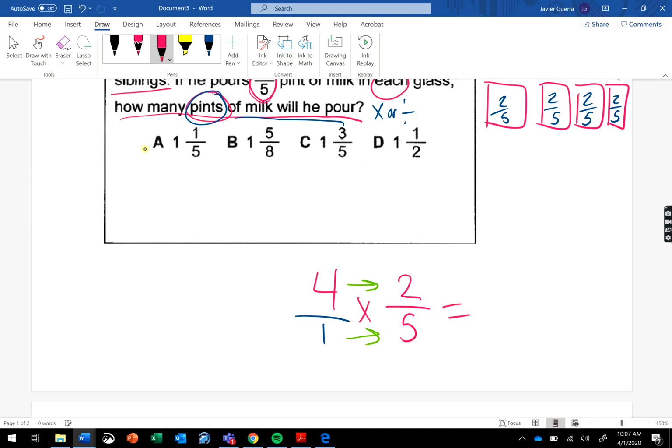Put my equal sign. So 4 times 2 equals 8. 1 times 5 equals 5. But now I'm left with a fraction that looks a little bit different. What's different about this fraction? What kind of fraction is this? So this is an improper fraction.